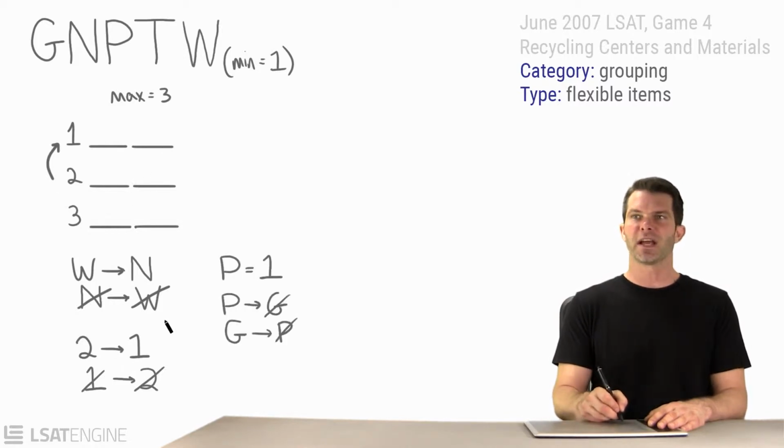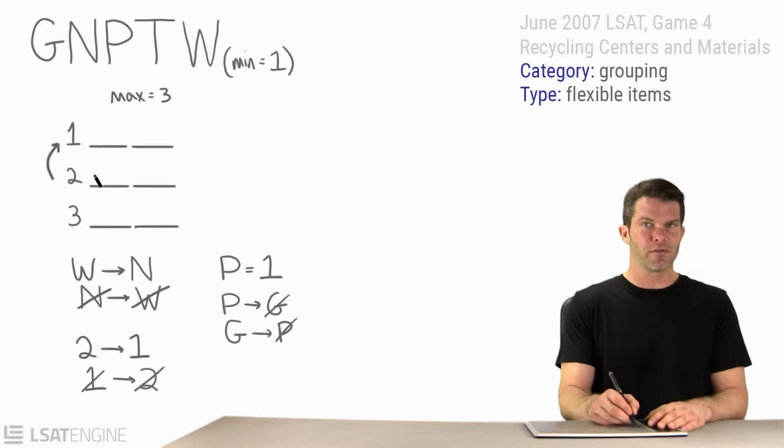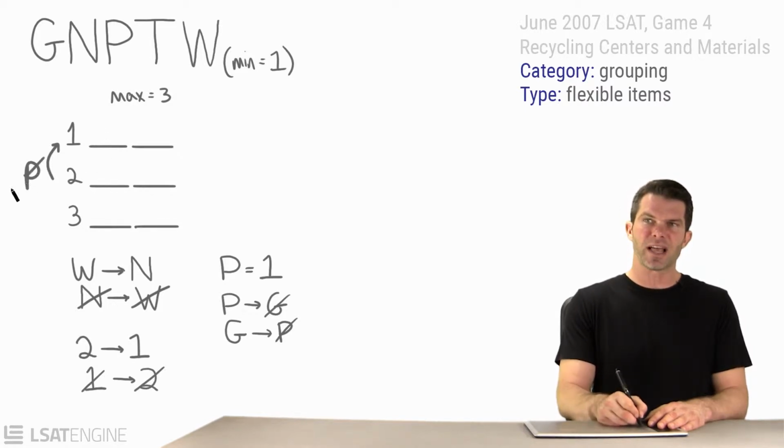And finally, the next rule tells us that plastic has to go exactly 1 time and it can't be with glass. So we'll write 2 things to handle that. First, P equals 1, and then if a center has plastic, it can't have glass. Contrapositive says if it has glass, it can't have plastic. Now, knowing that plastic has to go only once and that whatever's in 2 must also be in 1 allows us to deduce that we can't have plastic here in 2.